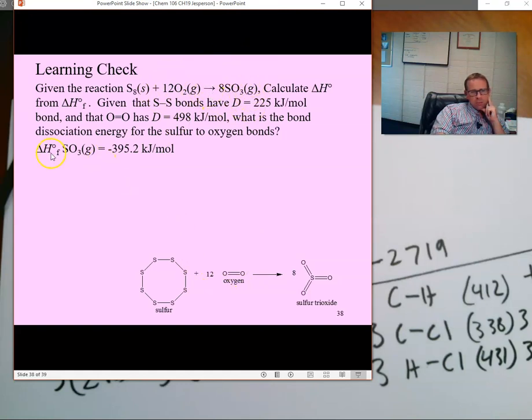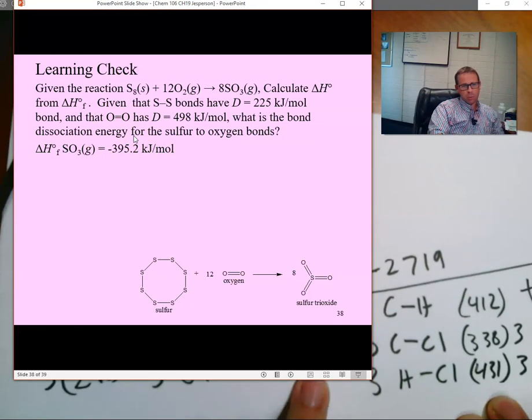Now, the delta H of formation isn't for this reaction. This reaction is not a delta H of formation reaction because a delta H of formation reaction needs to, A, form products from elemental reactants. Yes, that's correct. But the second requirement is that it only forms 1 mole. So like the energy here that's provided is 1 mole of material. But this process here resulted in 8 moles of material. So we can identify the delta H for this reaction as 8 times 395.2.